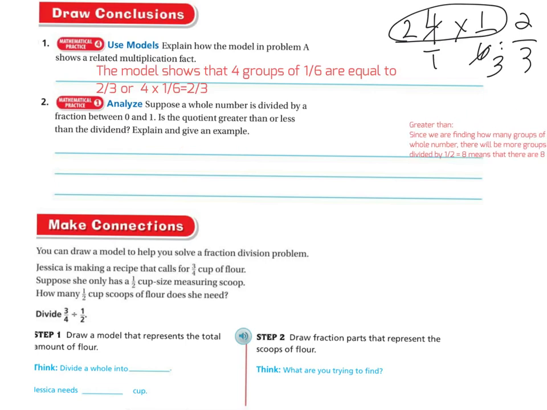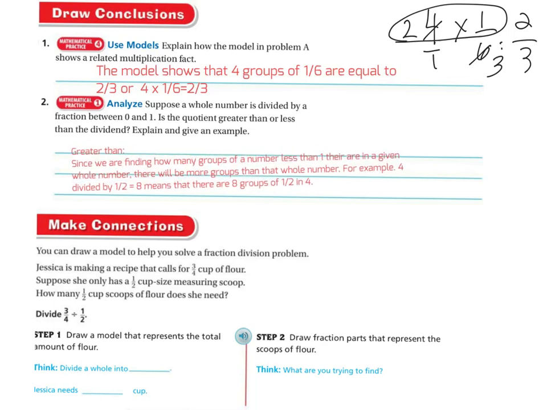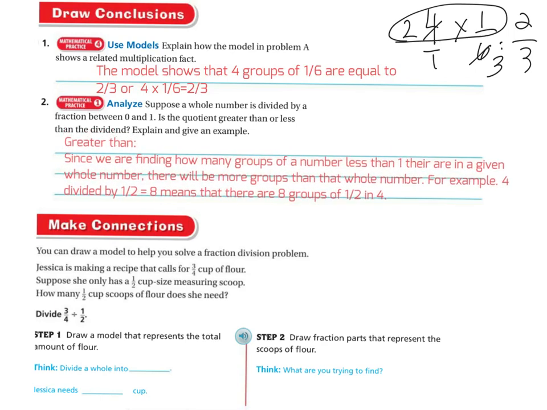Well, here's my example. It is going to be greater than, and here's why. Since we are finding how many groups of a number less than 1 there are in a given whole number, there are going to be more groups than the whole number. For example, 4 divided by 1/2 equals 8.